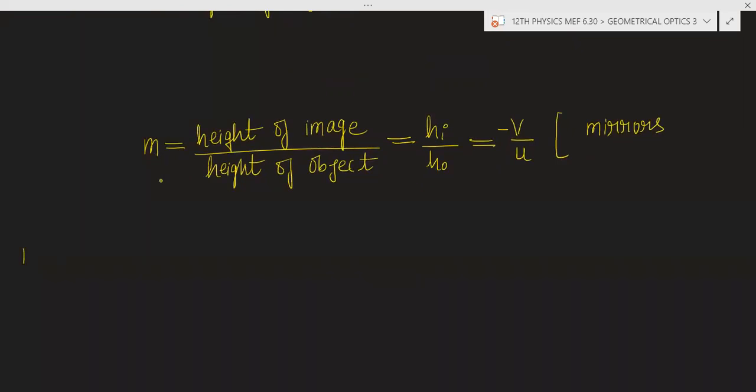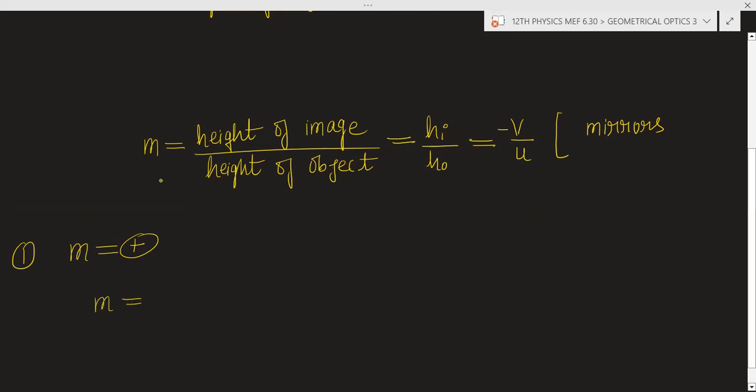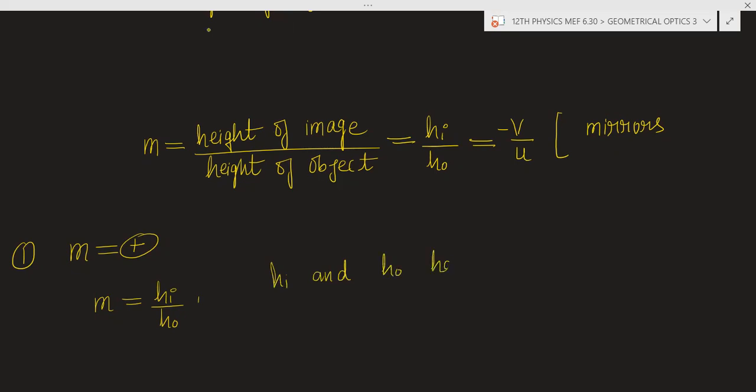Okay, so number one. If the magnification is positive, so magnification is positive means you have magnification is equal to height of image divided by height of object. So magnification is positive means the sign of hi and ho will be the same sign, either both positive or both negative. So hi and ho have the same sign.